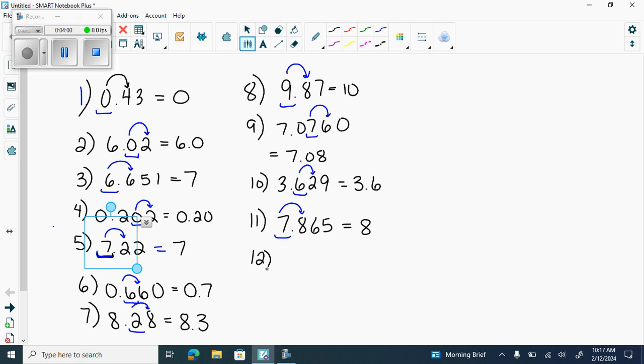12, 5.2182, and I want thousandth. Thousandth has 3 zeros in it, so it's the third decimal place. I look to the right, that is less than 5, so the 8 stays and the rest goes away, so I get 5.218. So anything behind what you rounded always just goes away, correct?